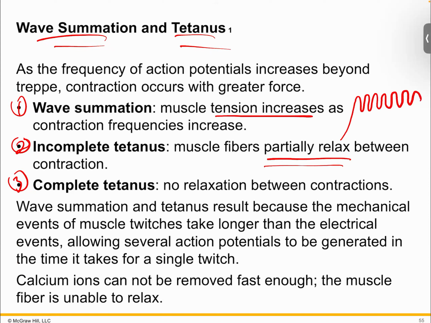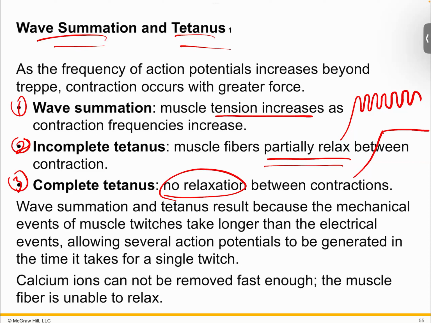That's kind of what incomplete tetanus looks like. Okay. Now, complete tetanus looks something like this. This is basically where you get no relaxation. So you contract, and then now there's no relaxation. You're firing so quickly that you stay up there. You never relax. You never come down. Okay. So these are all part of it.